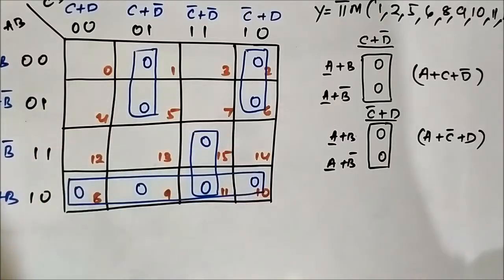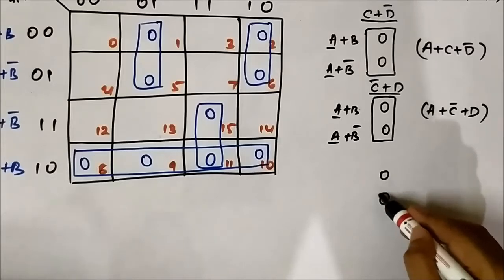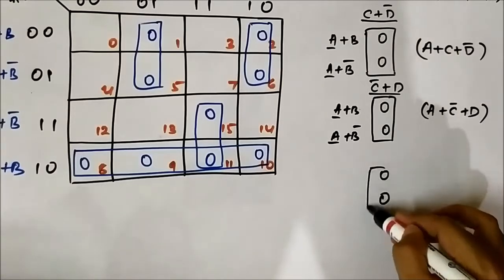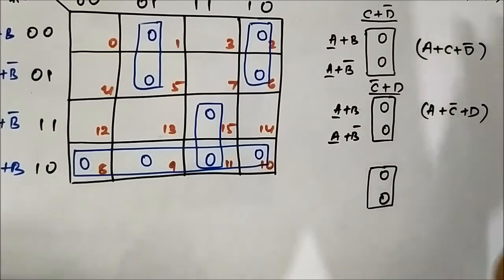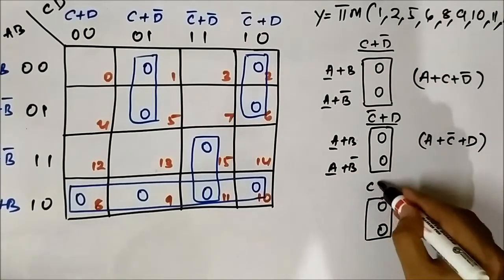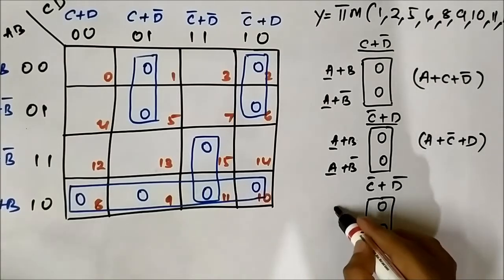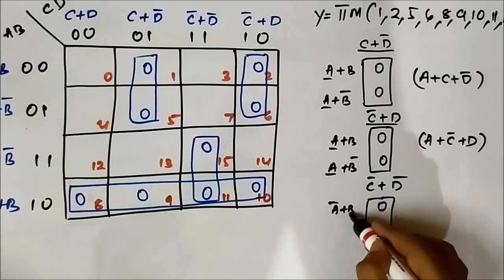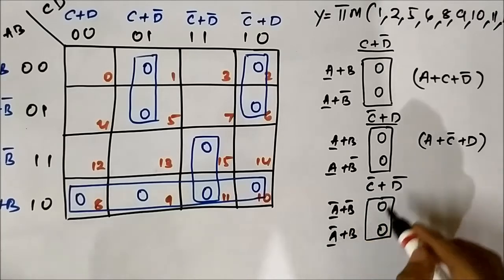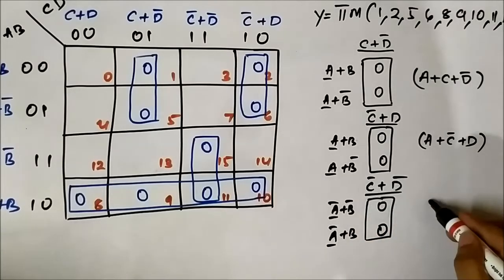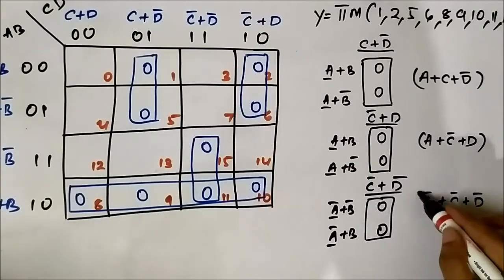Then this pair involving cells 11 and 15. So here this is the vertical component and the horizontal components are A bar or B bar, A bar or B. So the horizontal side A bar is common, the vertical this is common. So it is A bar or C bar or D bar.